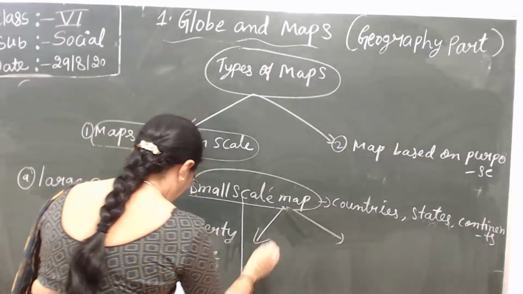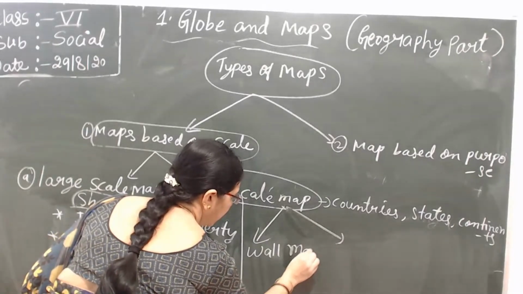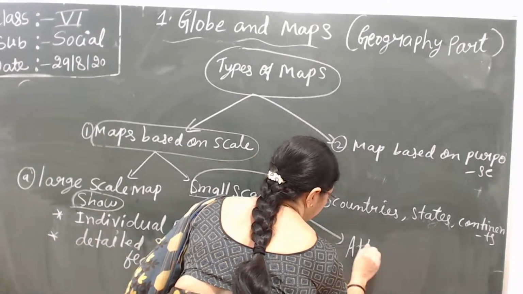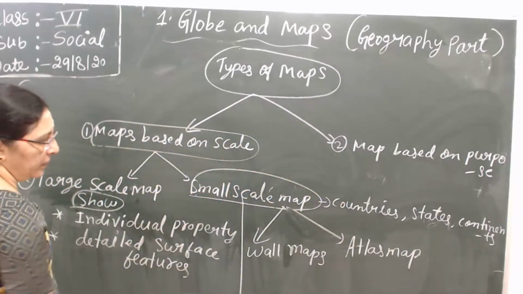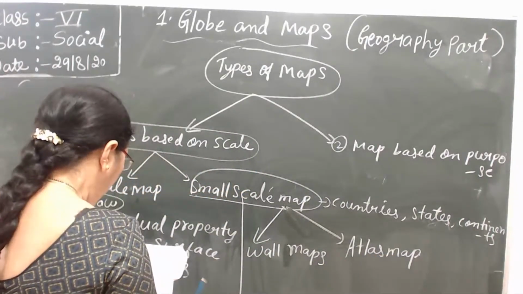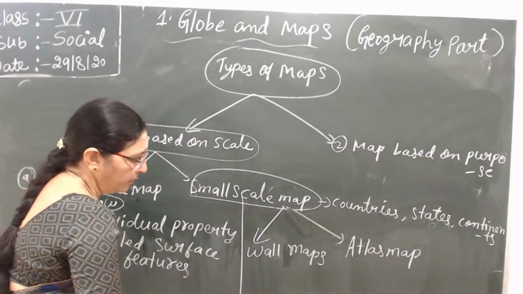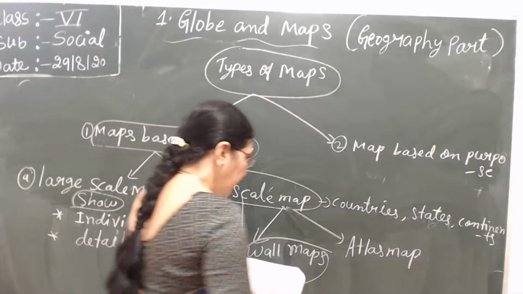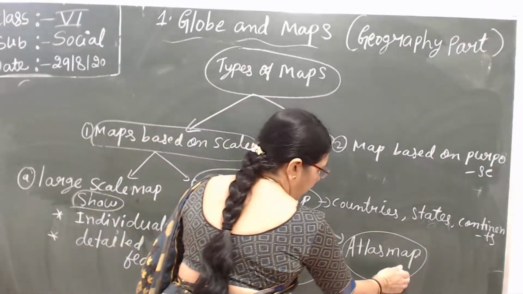Sorry, two types. One is wall maps and the other is atlas maps. Wall maps are used as teaching aids in the classroom. The atlas map is a very small map. This also gives us some information.